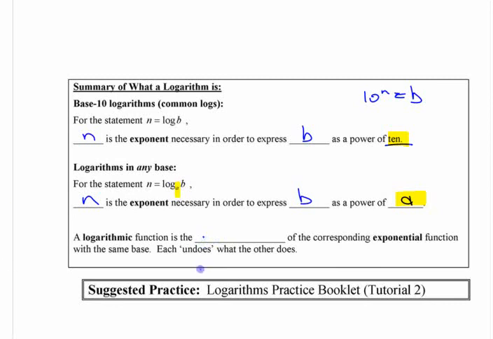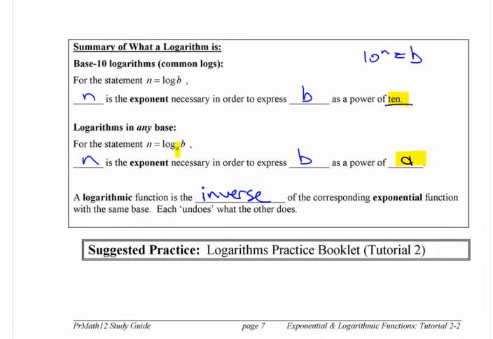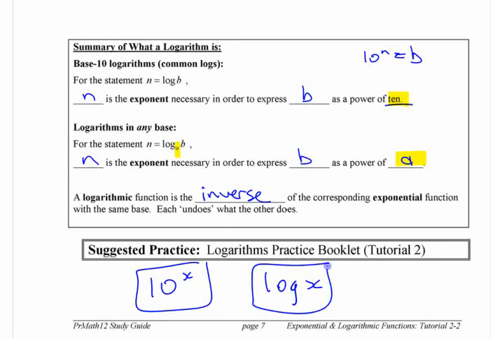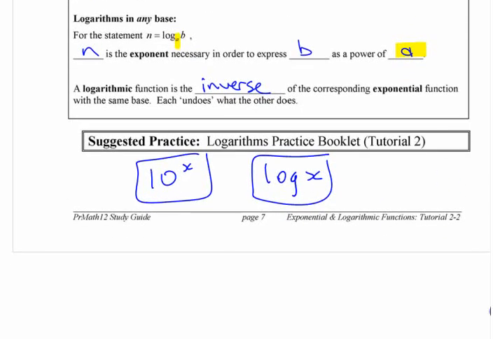A logarithmic function is the inverse. They are inverse functions, inverse operations. Each one undoes what the other does. So again, 10 to the x, log x. Those are inverse functions. They cancel each other out.